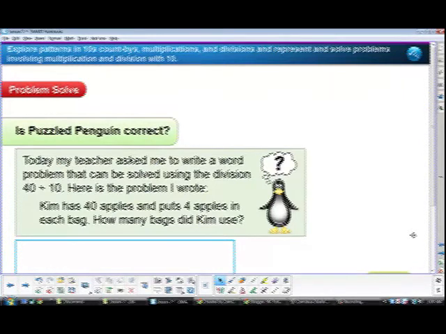Today my teacher asked me to write a word problem that can be solved using the division 40 divided by 10. Here's the problem I wrote. Kim has 40 apples and put 4 apples in each bag. How many bags did Kim use? Is he correct? Be ready to discuss what Puzzled Penguin did.